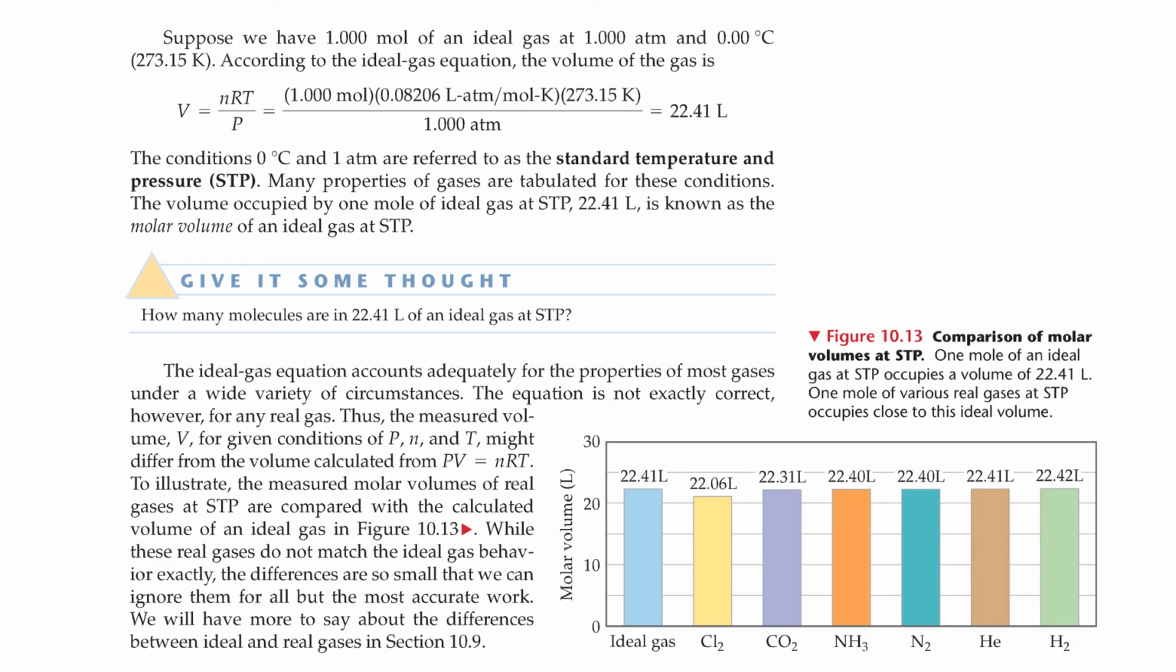Figure 10.13, comparison of molar volumes at STP. 1 mole of ideal gas at STP occupies a volume of 22.41 liters. 1 mole of the various gases at STP occupies close to this ideal volume.